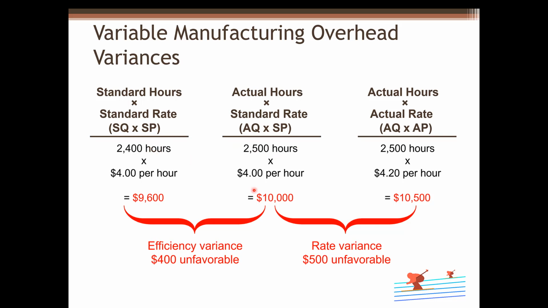allowed. The variable MO rate variance, defined as the difference between the actual variable overhead cost incurred during the period and the standard cost which should have been incurred based on the actual activity of a period, is 500 unfavorable. The rate variance is unfavorable because the actual variable overhead rate is more than the standard variable overhead rate.